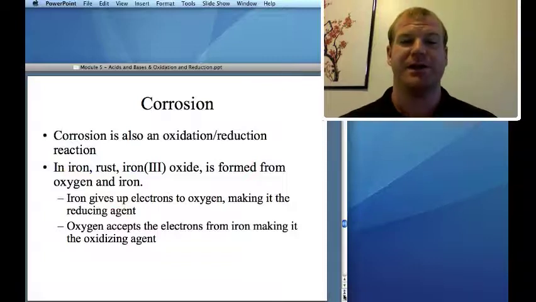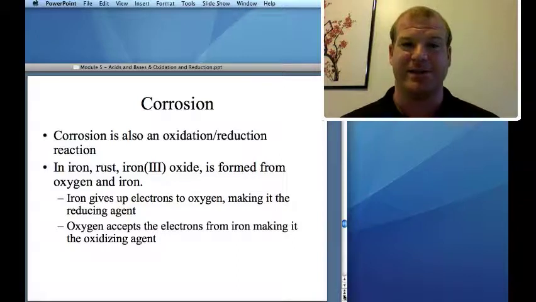Corrosion is a big problem. It costs the United States billions of dollars each year from corrosion. And corrosion is an oxidation reduction reaction. Iron rusting is an example. When iron oxidizes, rust is iron oxide.